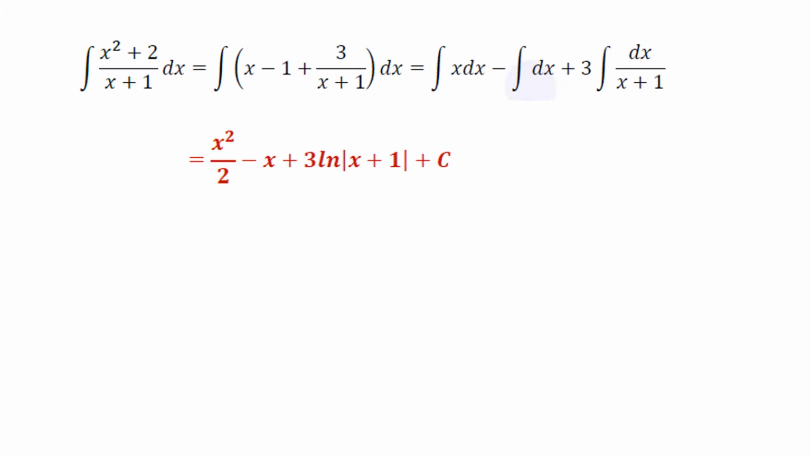For the first term, we apply the general power formula, which gives x squared all over 2. And then the second is just a property of integral that becomes minus x. And the third term, to which we applied the logarithmic formula, we now believe is complete because we had corrected already its form into du over u. So it becomes plus 3 ln of x plus 1 plus c.